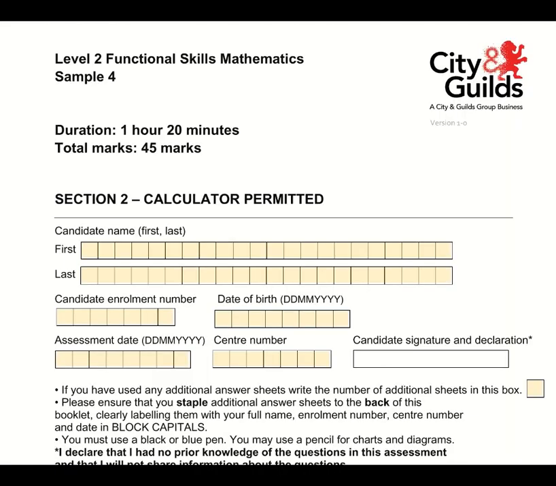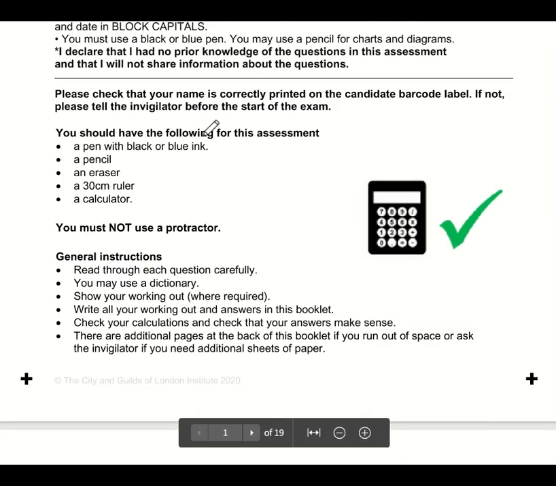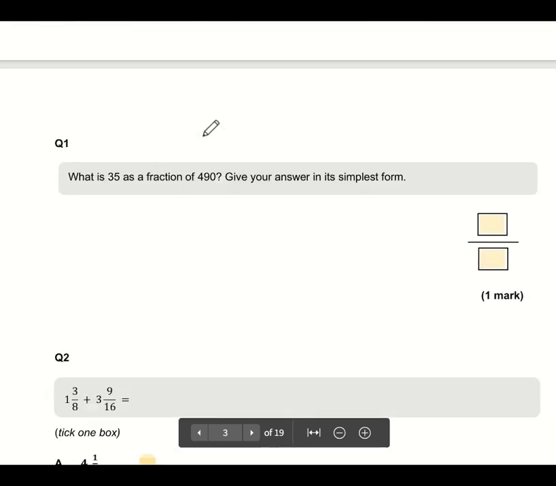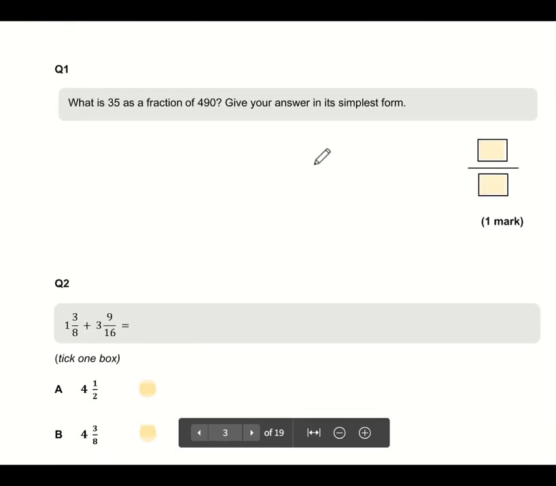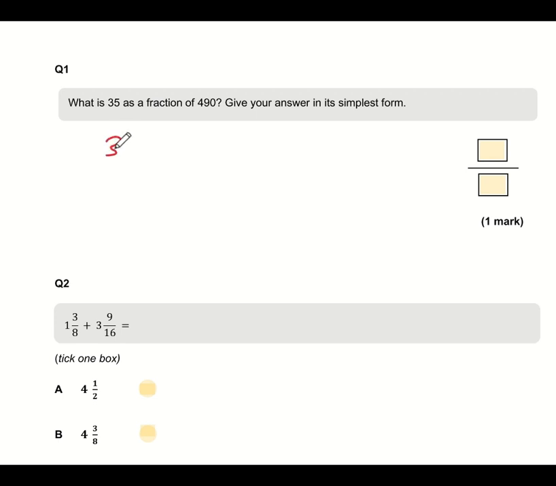Here are the video solutions for City and Guilds Functional Skills Maths Level 2. And this is section 2, the calculator section, and this is from sample 4. So let's take a look at question number 1. What is 35 as a fraction of 490? Well, that is 35 over 490 as a fraction.